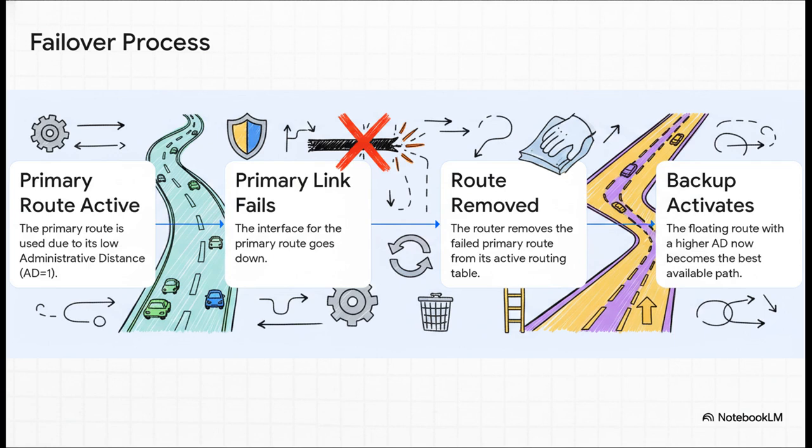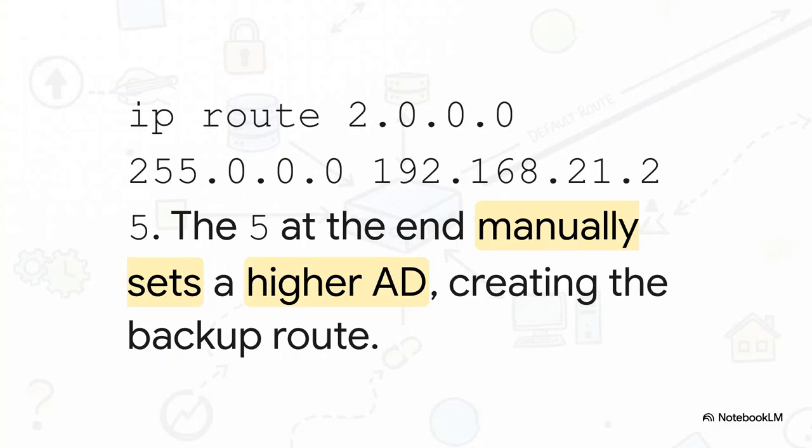So let's just walk through how this plays out. Normally, all your traffic is flowing happily along the primary route because its AD of 1 is the most trusted. But then, disaster. The link fails. The router immediately sees this and yanks that broken path out of its active table. And in that very instant, the backup floating route with its higher AD becomes the best available option and traffic seamlessly switches over.